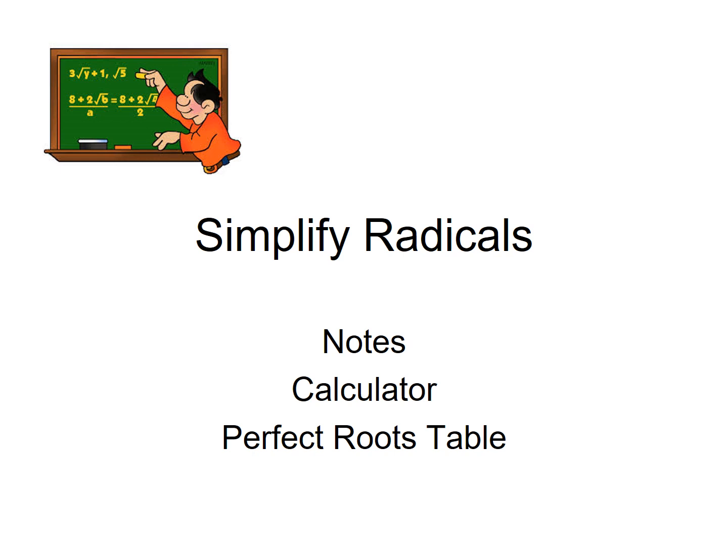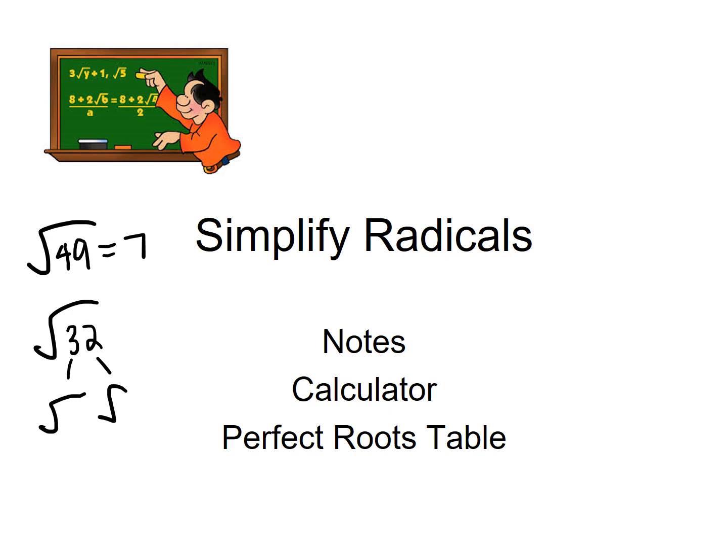So like in the past, we've learned how to simplify something like the square root of 49 is 7, or the square root of 32 breaks down into two square roots, where 32 is divisible by 16 and 2, and 16 is a perfect square, which is 4 square roots of 2. So today we're going to be learning about how to break every kind of radical down, not just square roots, but cube roots and fourth roots and even some fifth roots.